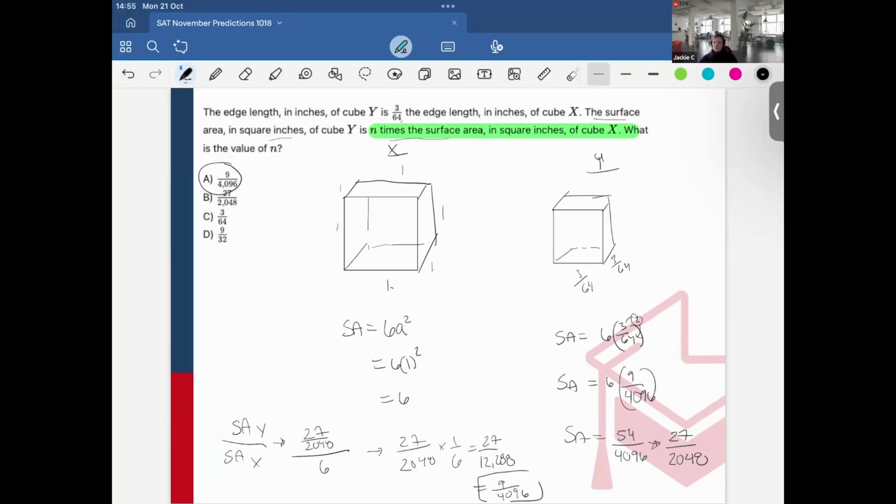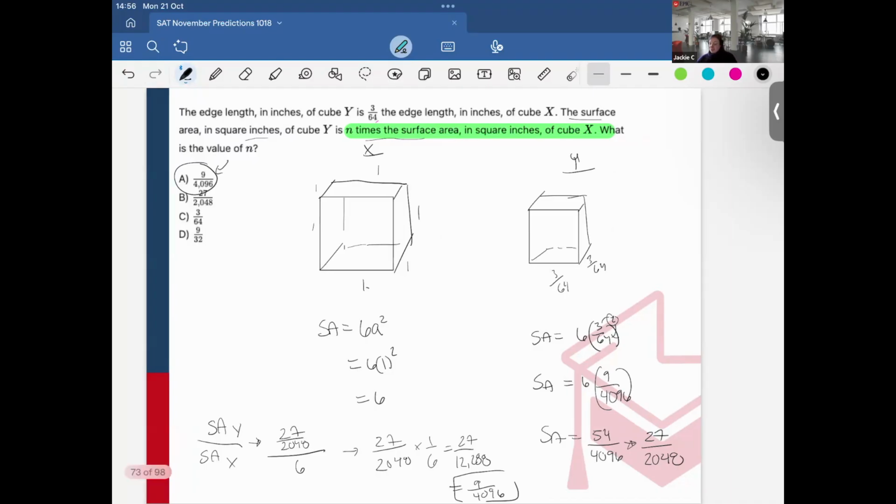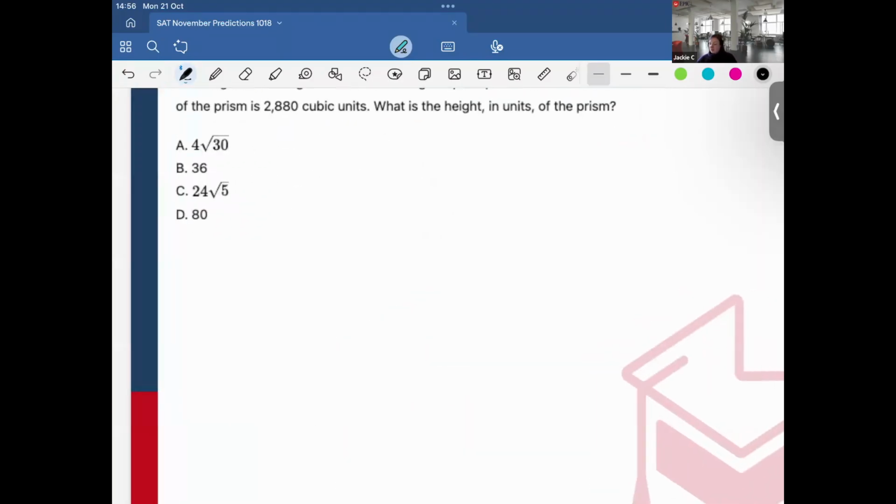And that makes sense because I can see that cube y's surface area is 9 over 4,096 times smaller than cube x's, which makes sense because its edge length was much smaller. Okay, amazing. Continuing our journey. Oh my goodness, what about this one?